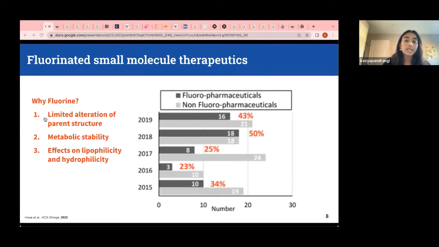The second is that, as we discussed, carbon-fluorine bonds are some of the strongest bonds that carbon can form. So fluorinating a compound can increase its metabolic stability. And the third is that since fluorine is the most electronegative element, with an electronegativity of 3.98, the addition of a fluorine to a drug candidate induces bond polarization, resulting in the ability to alter the lipophilic-hydrophilic balance of a compound.